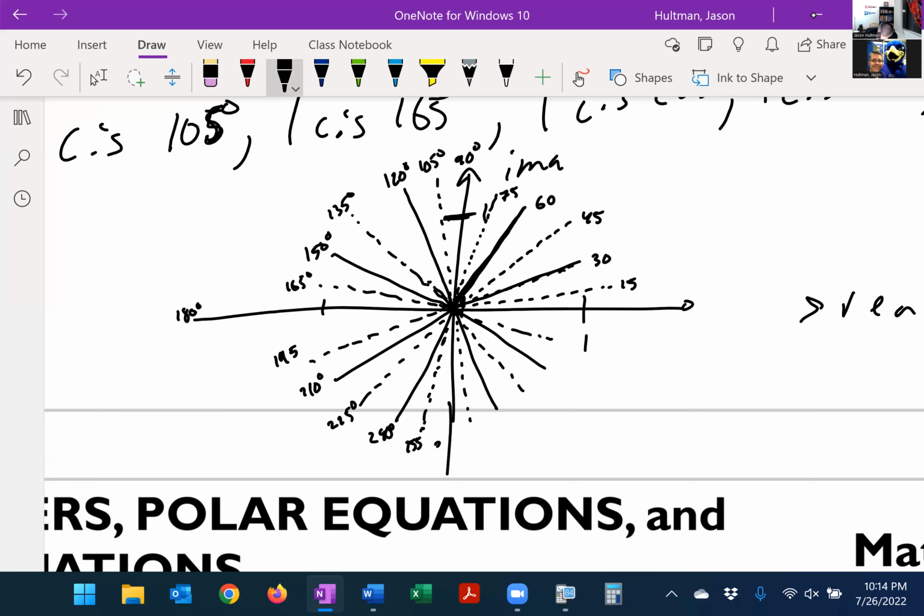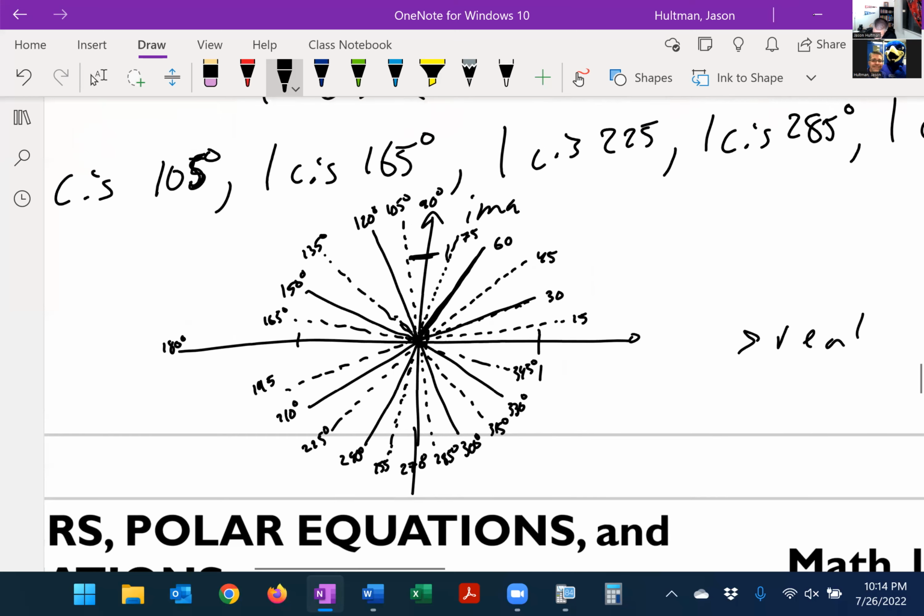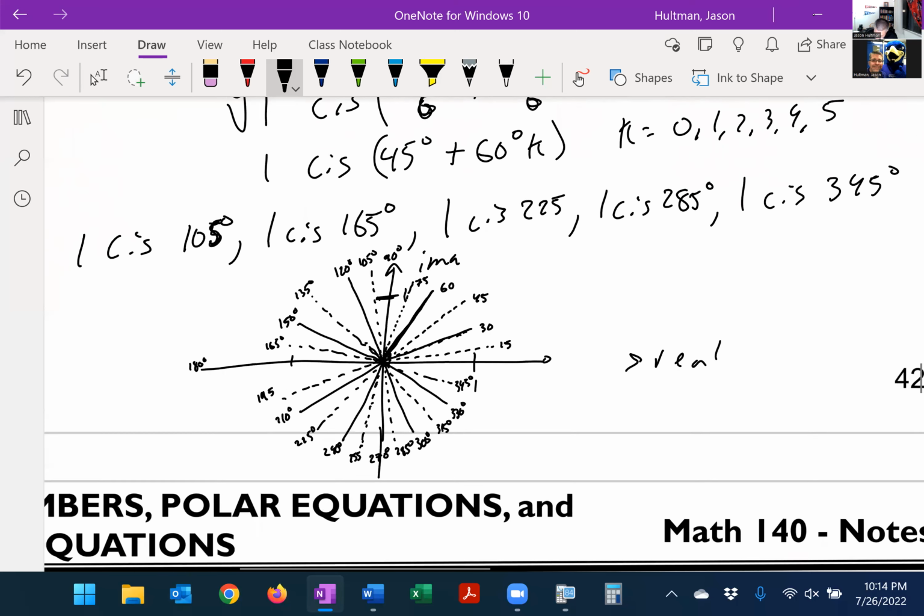Then add 15 to that, that's 285. Add 15 to that, that's my regular 300. This is 315. This is 330. And this is 345.